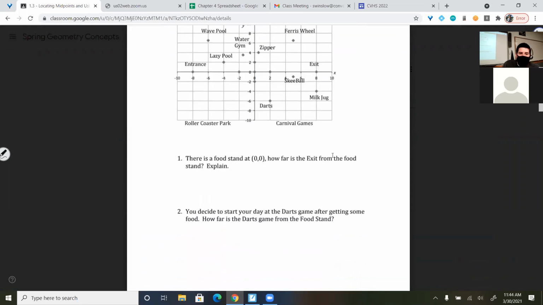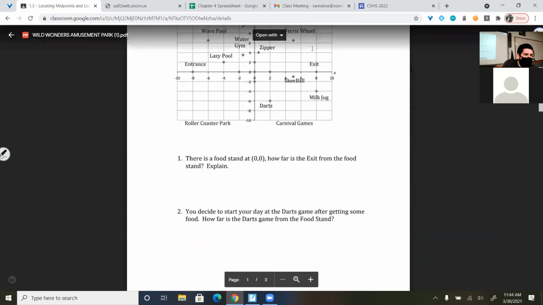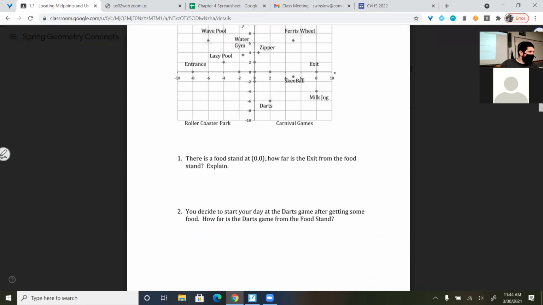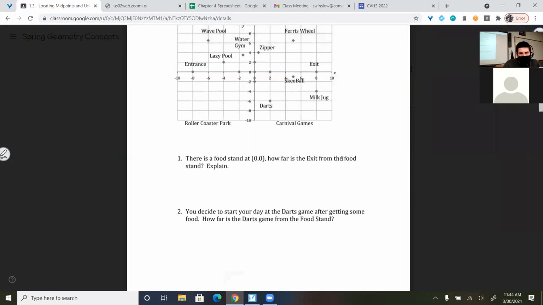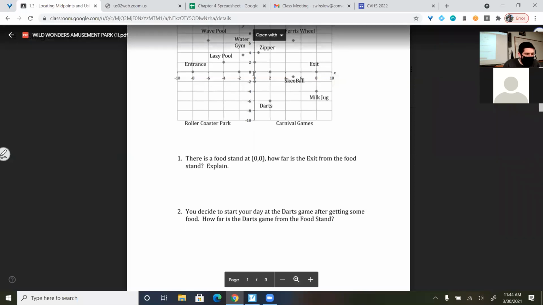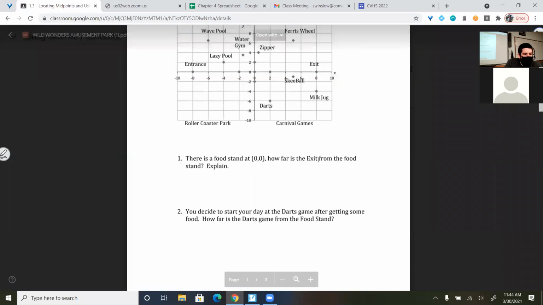Now, here is how the questions are going to work. Number one is saying that we have a food stand at the origin, which is pretty smart for an amusement park. No matter where you go, you're as close to the food stand as possible. And so right here at 0, 0, we have our food stand. Now, this first question is asking, how far is the exit from the food stand? So you forgot your water bottle and you don't want to pay $10 for a water bottle. So you're going to run out to your car, get your water, and come back in. So starting at 0, 0, how far is the exit from the food stand?